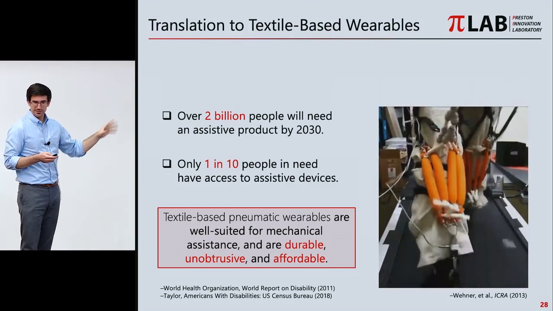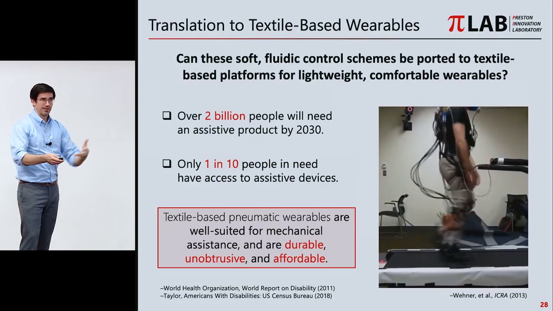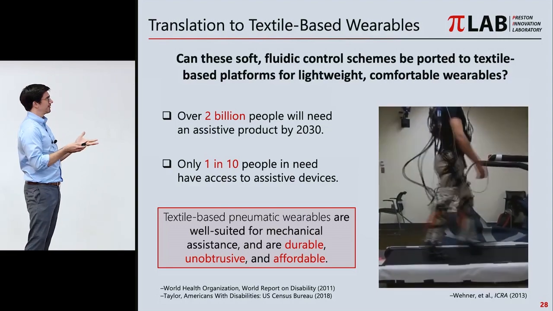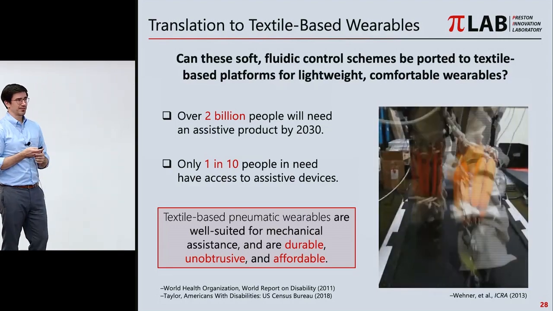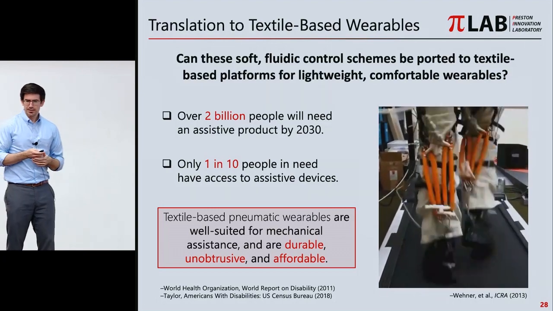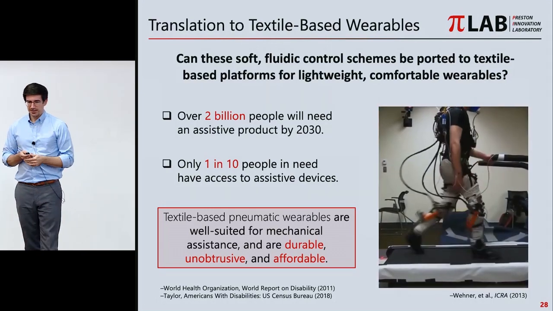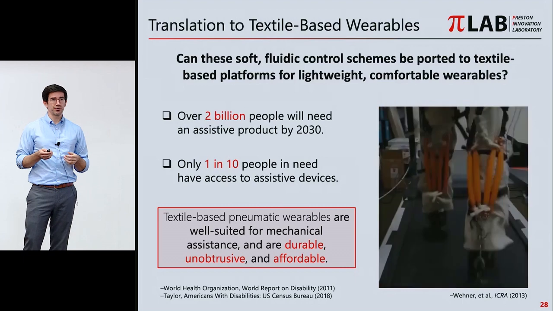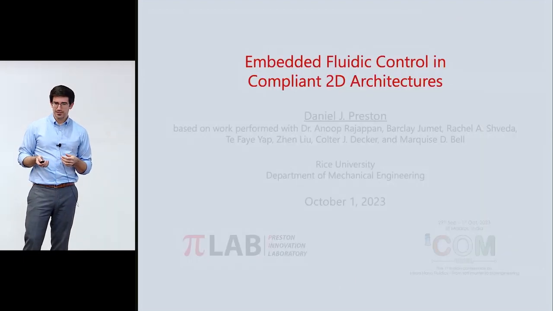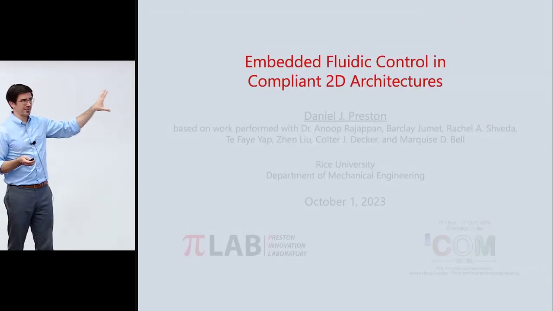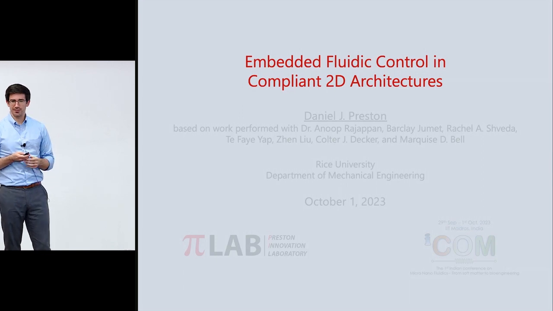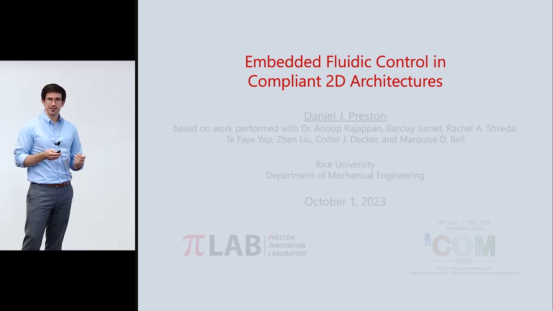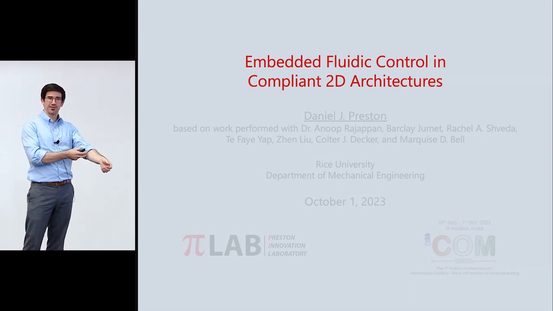preventing adoption for a lot of people. And so we said, you know, why don't we instead take this control and build it directly into the textile architecture itself, such that it's lightweight, compliant, comfortable, easy to wear. And maybe that'll help boost the adoption. And so that brings us finally back to the title that I've pitched at the beginning of the talk, which is this embedded fluidic control in the compliant 2D architecture, like, for example, your clothing.